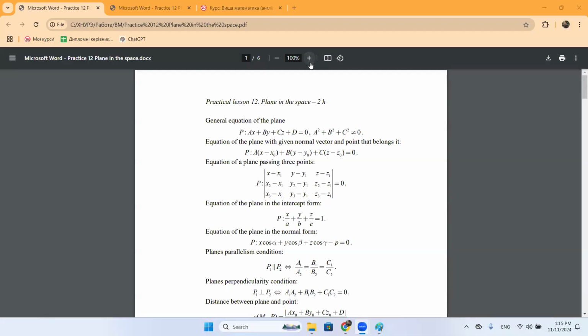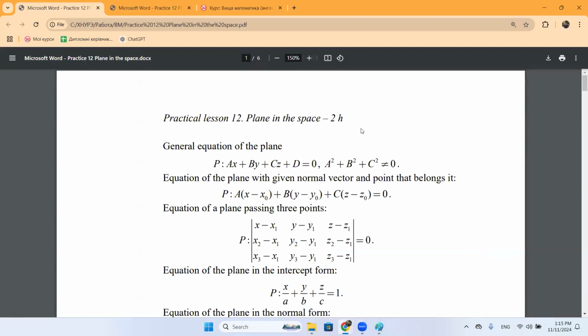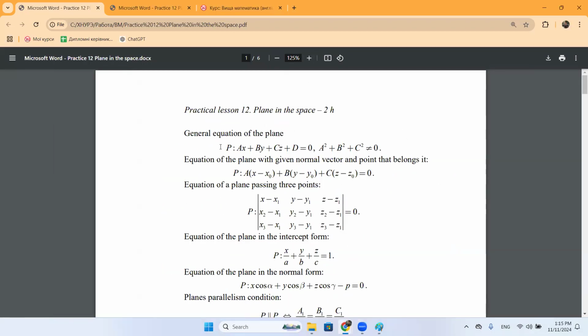Reminding you some theoretical information from the lectures about plane equations. So this is the general equation of the plane. A, B, and C coefficients cannot simultaneously be equal to 0. And A, B, and C, reminding you, are coordinates of the normal vector of the plane. This is the vector that is perpendicular to the plane.